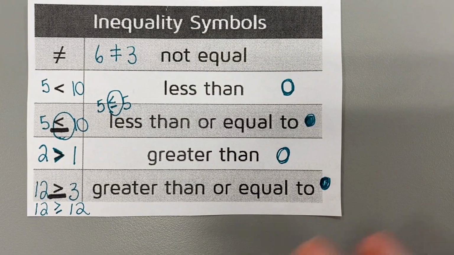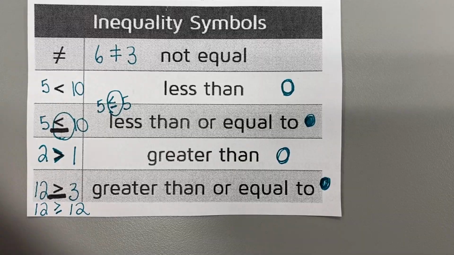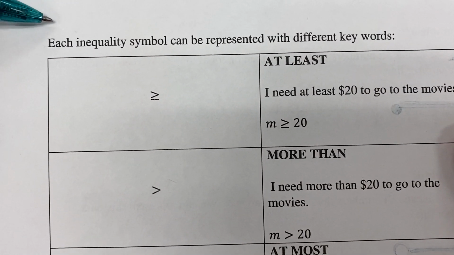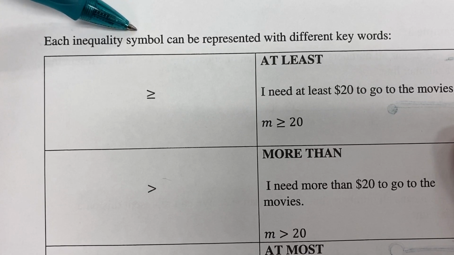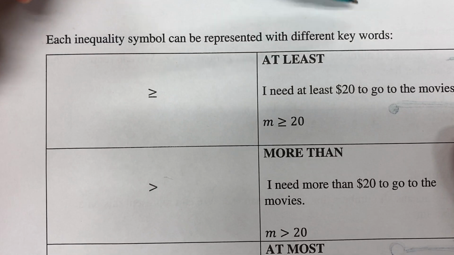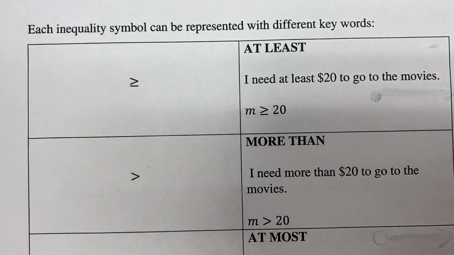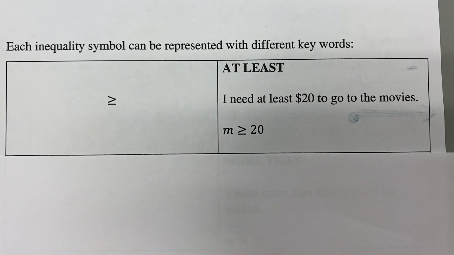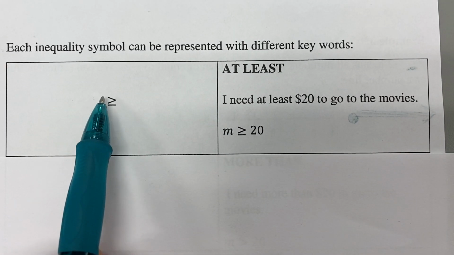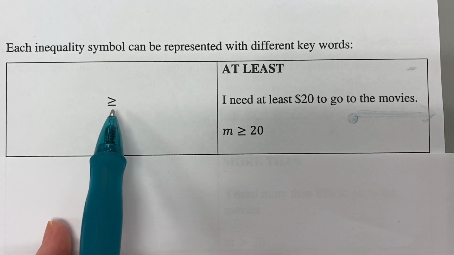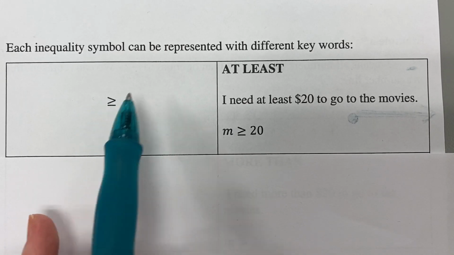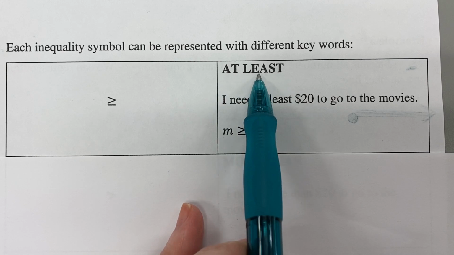Okay. And our last page here, coming to the end of this video, we've got lots of language with inequalities. So here it says, each inequality symbol can be represented with different key words. So I want you to look at this first one. Cover this up too. Okay. So we know that this is a greater than or equal to symbol. So we can say greater than or equal to. But another phrase that can go with this is this phrase, at least.